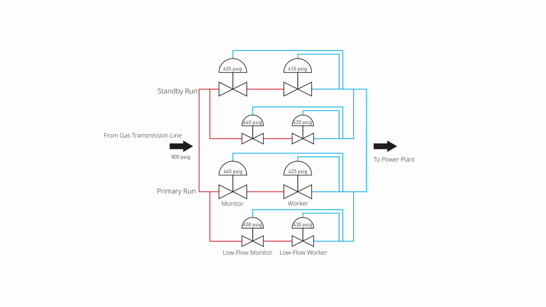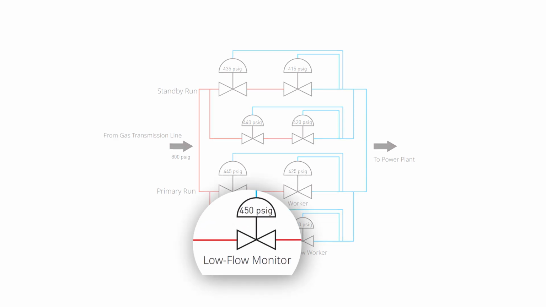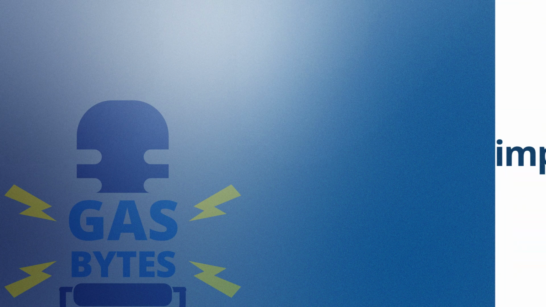If we try to draw a very small flow that it cannot deliver, it gets into chattering. Chattering means the regulator is hunting, and then it can cause damage to the internals and also pressure fluctuations at the downstream side. Oh, I see.